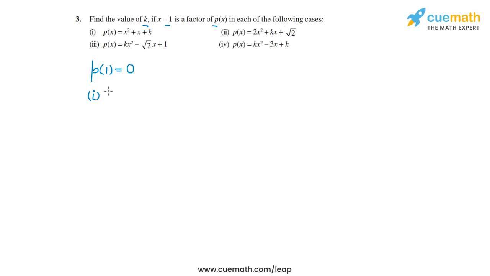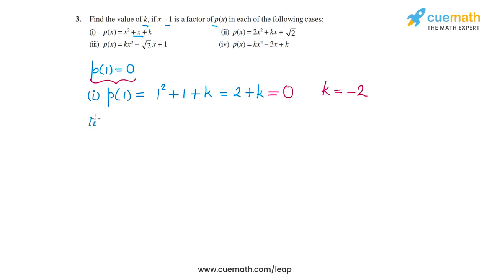The first polynomial is p(x) = x squared plus x plus k. So p(1) will be equal to 1 squared plus 1 plus k, which is 2 plus k. Now this should be equal to 0 because x minus 1 is a factor of p(x). Hence, by the factor theorem, p(1) needs to be 0. So 2 plus k is equal to 0, which means that k has to be equal to minus 2. So that's the value of k in the first part.